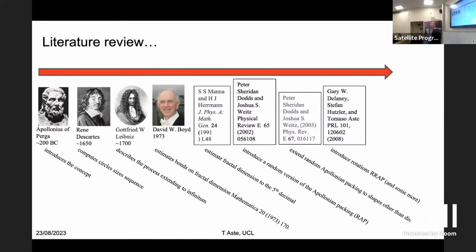It's an example of a fractal, of course, and the fractal dimension was first estimated by Boyd in 1973. Then a precise numerical estimation came from Manna and Hermann in 2002, so quite late. The problem looks very much like typical fractals, like the Sierpinski gasket. We all know, with mathematicians, either it's trivial or it's impossible to solve. That's what they say. And actually, this belongs to the category that might be impossible to solve.